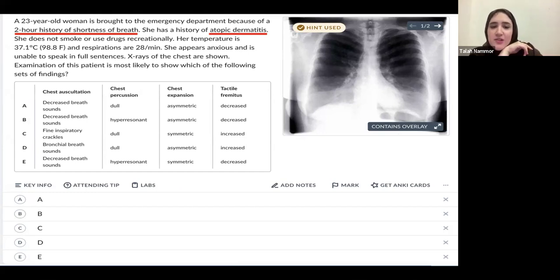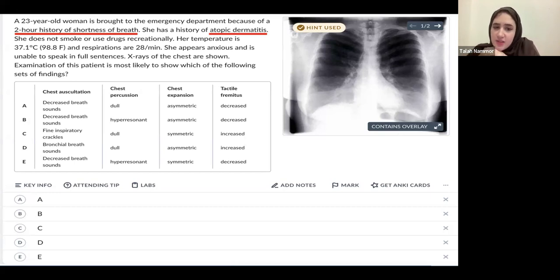Now, chest expansion, would it be asymmetric or symmetric? Symmetric, because we don't have any chest wall deformity or flail chest. We don't have any lesion, any pathology that would cause the chest expansion to not be symmetric. And the trachea is symmetric, and we don't have, for example, pneumothorax, hemothorax, or whatever. We don't have anything. It's just literally the air is trapped in.